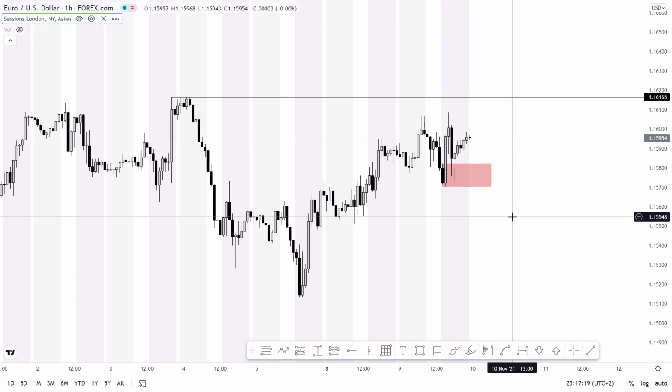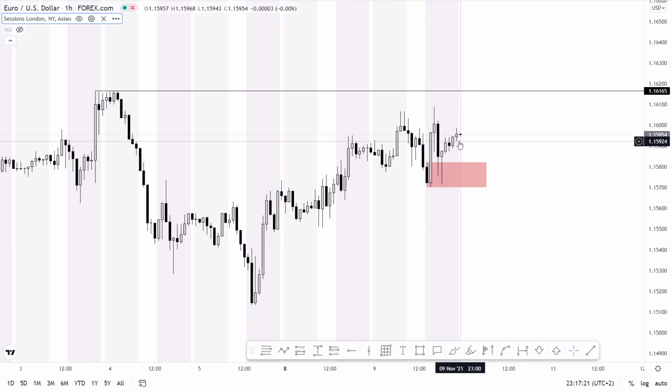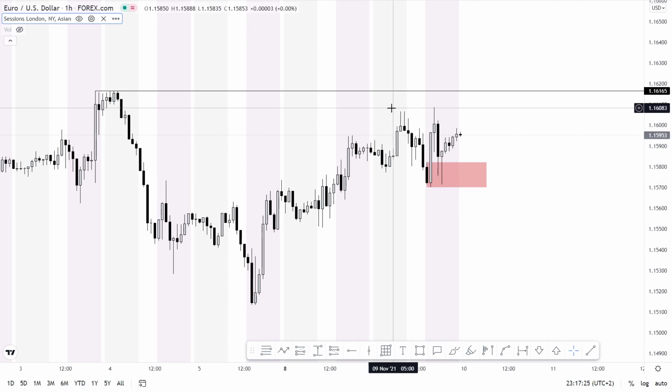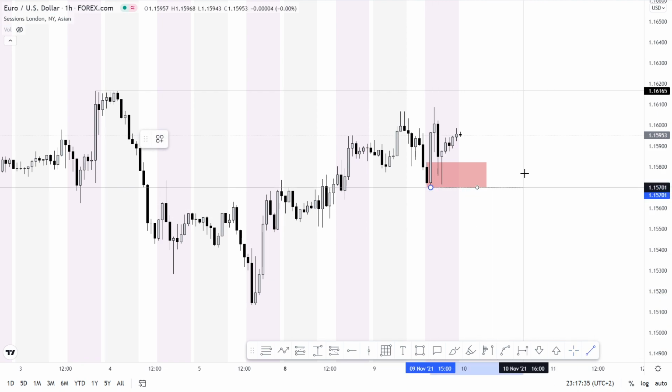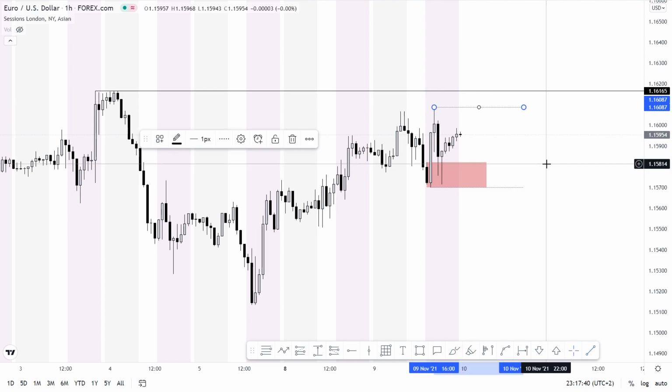So since we're already within our sessions here, we can see we had the Asian session here. The London session is the one which I removed right now. So during the New York session, what we saw was that we created this range right here, this range low and this range high here. So what does this mean to us?